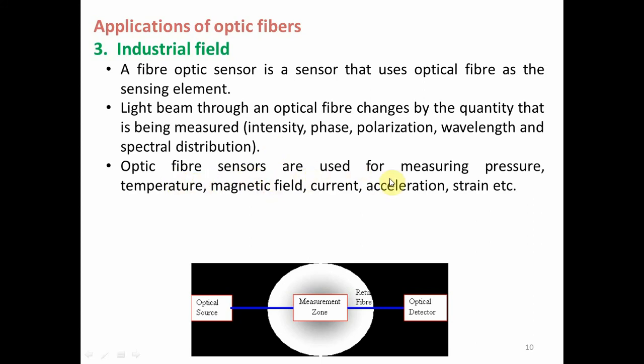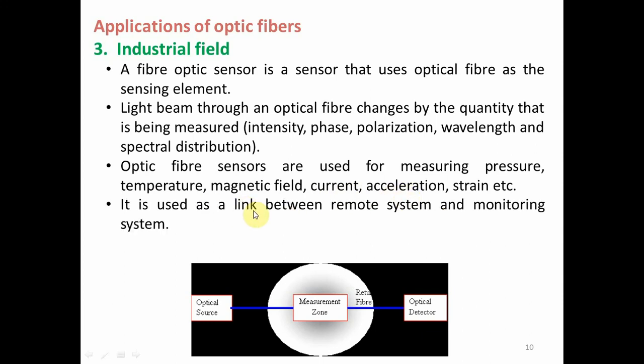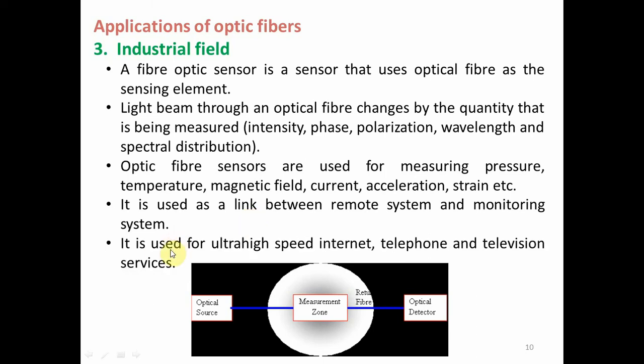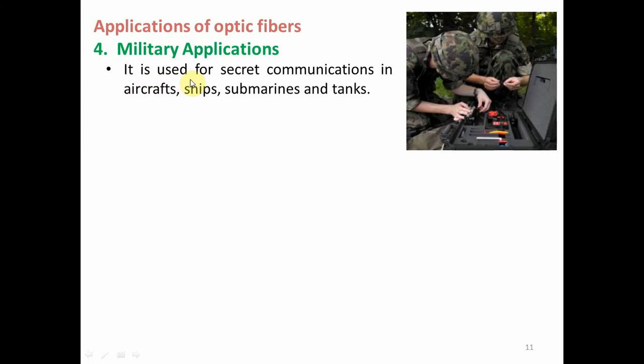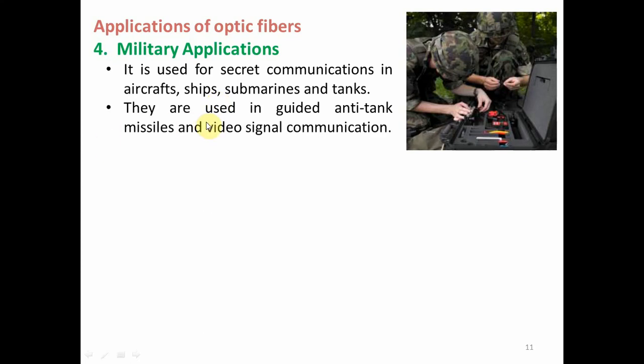Optic fiber sensors are used for measuring pressure, temperature, magnetic field, current, acceleration, strain, etc. It is used as a link between remote system and monitoring system. It is used for ultra-high speed internet, telephone and television services. Next field, military field. Optical fibers are used for secret communication in aircrafts, ships, submarines and tanks. They are used in guided anti-tank missiles and video signal communication.